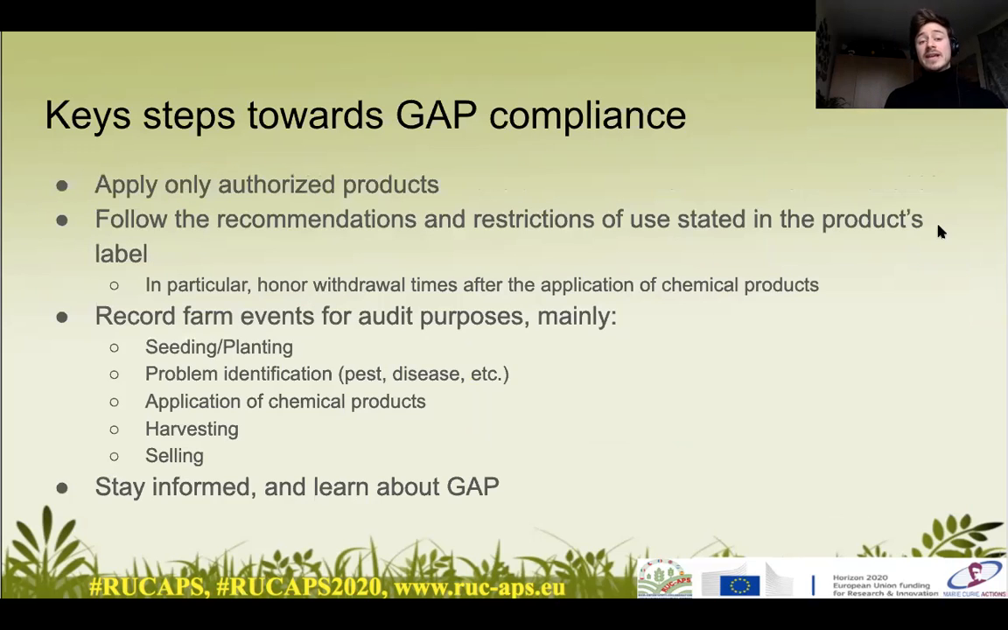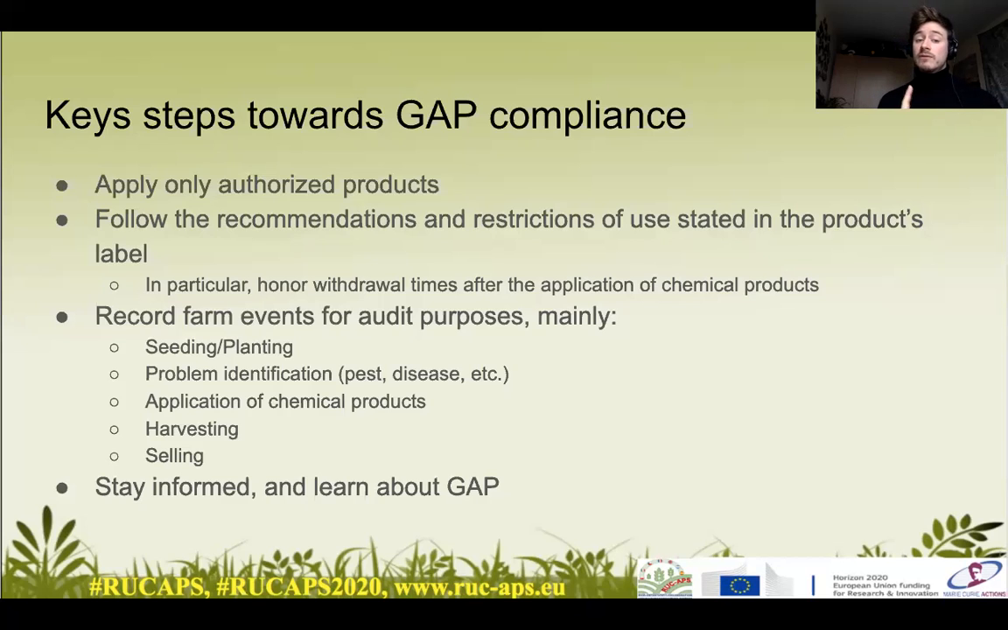So we identified that the key steps towards GAP compliance are applying only authorized products, so pesticides and fertilizers and such, for particular crop types. And farmers need to follow the recommendations and restrictions of use stated in the product's label and by SENASA, which is the governing body in Argentina for agriculture. In particular, honor the withdrawal times. That's to say that when an application of chemical products has been made, they don't withdraw or harvest the product too soon after they've applied the pesticides, for example.